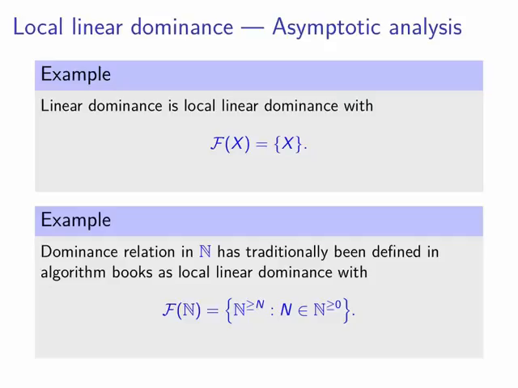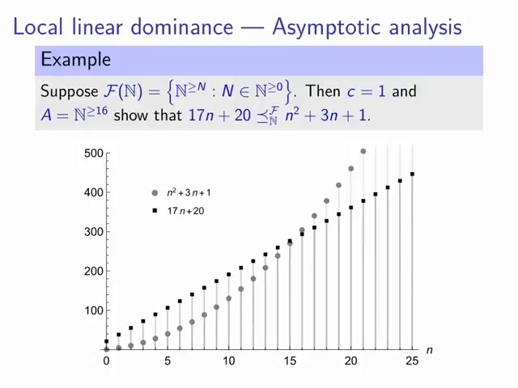Traditionally, in algorithm books, the dominance relation has been defined as local linear dominance with a filter set given by the right half spaces on the non-negative integers. Here's an example which shows that 17n plus 20 is dominated by n squared plus 3n plus 1 in the sense of the traditional local linear dominance.